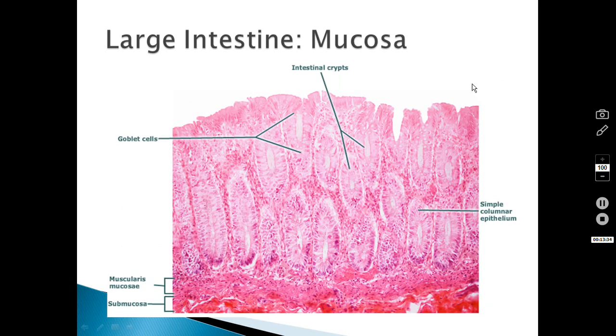As I said, the mucosa of the large intestine has lots and lots of goblet cells, and if we zoom in on the mucosa of the large intestine, you can see all of these little white spaces. This is a goblet cell, this is a goblet cell, this is a goblet cell. You got lots and lots of goblet cells lining the mucosa of the large intestine.